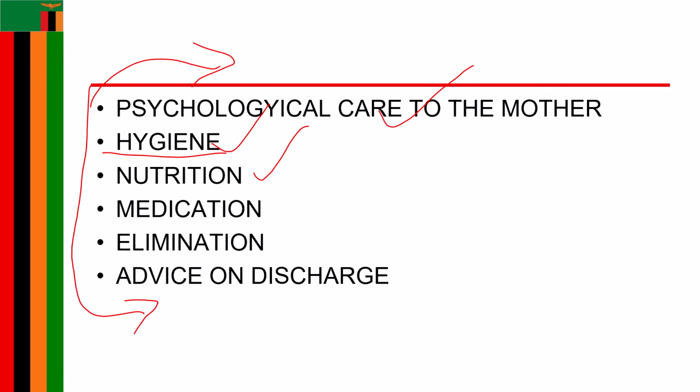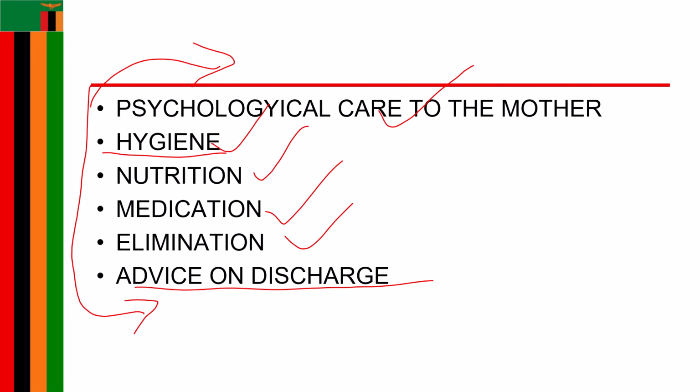Nutrition, you just talk about breastfeeding, no any other foods. Medication, ensure that the child is receiving all the prescribed medication. Explain the side effects to the mother and the importance of giving the child the drugs. Elimination, of course, observe urine output, and for color and amount to monitor the recovery process. Also observe bowel opening for color of stool to also monitor the recovery process.